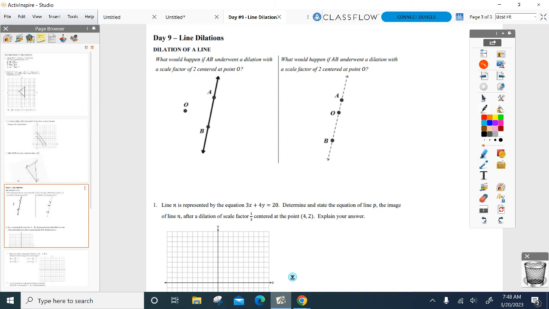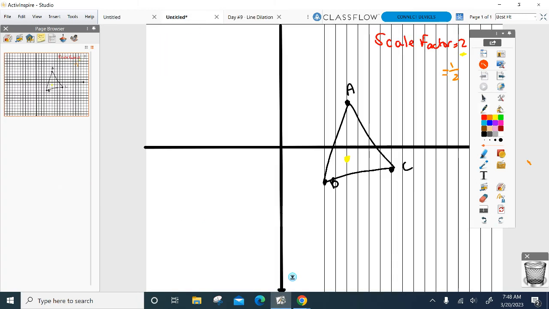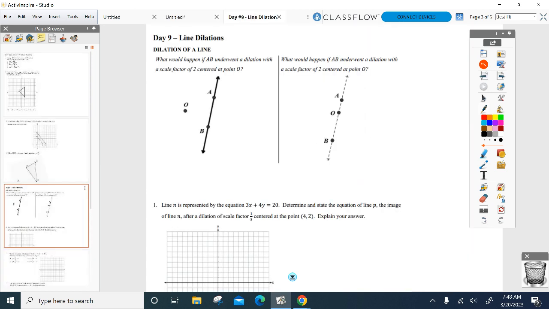Let's talk about what happens when I dilate a line today. All right, dilating a line. Because again, I know you guys think dilations make my figures get bigger or smaller, right? But hey, lines can't get bigger or smaller. So what happens with a line when I dilate it?